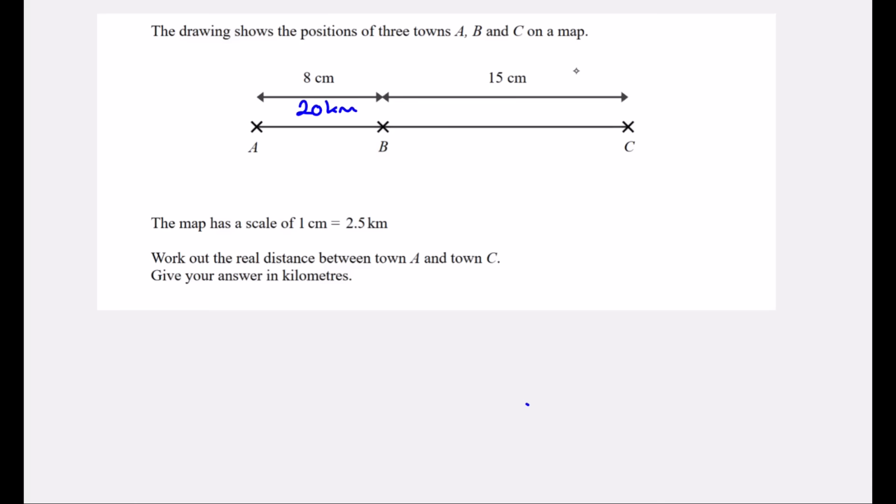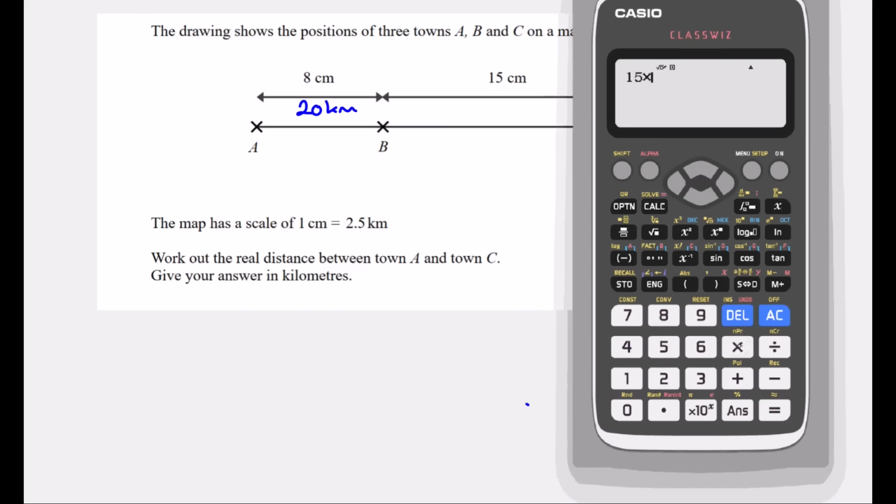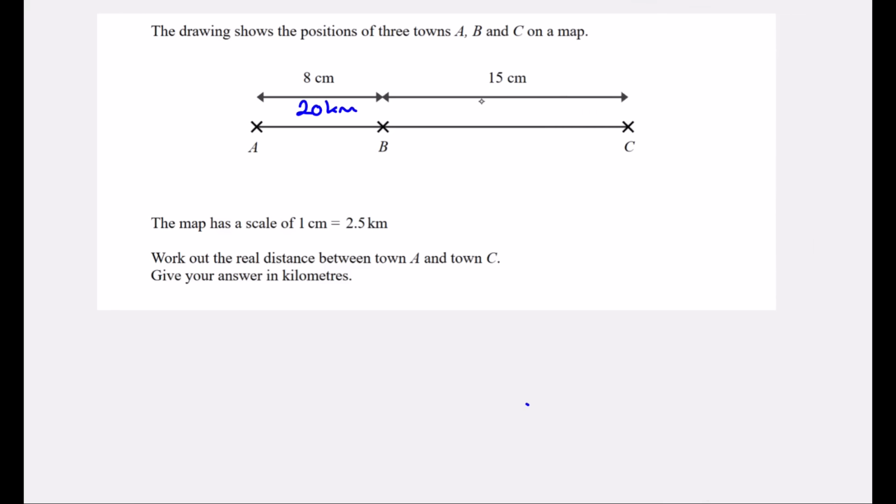And we've got 15 centimeters. Times it by 2.5. That is 37.5 kilometers. So what is the total distance between A and C? 20 plus 37.5, which is 57.5 kilometers.